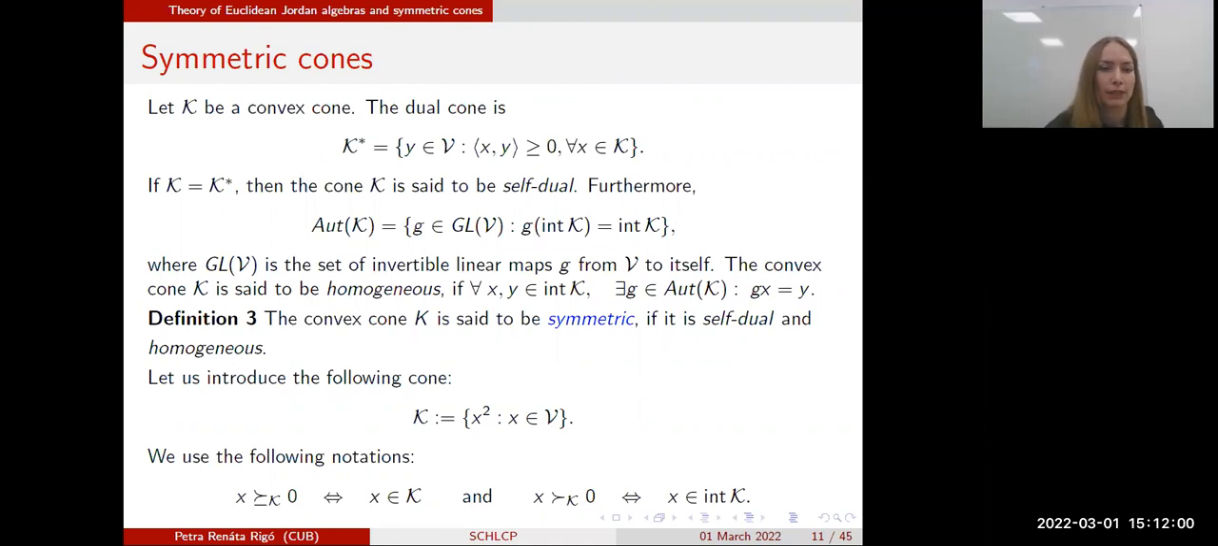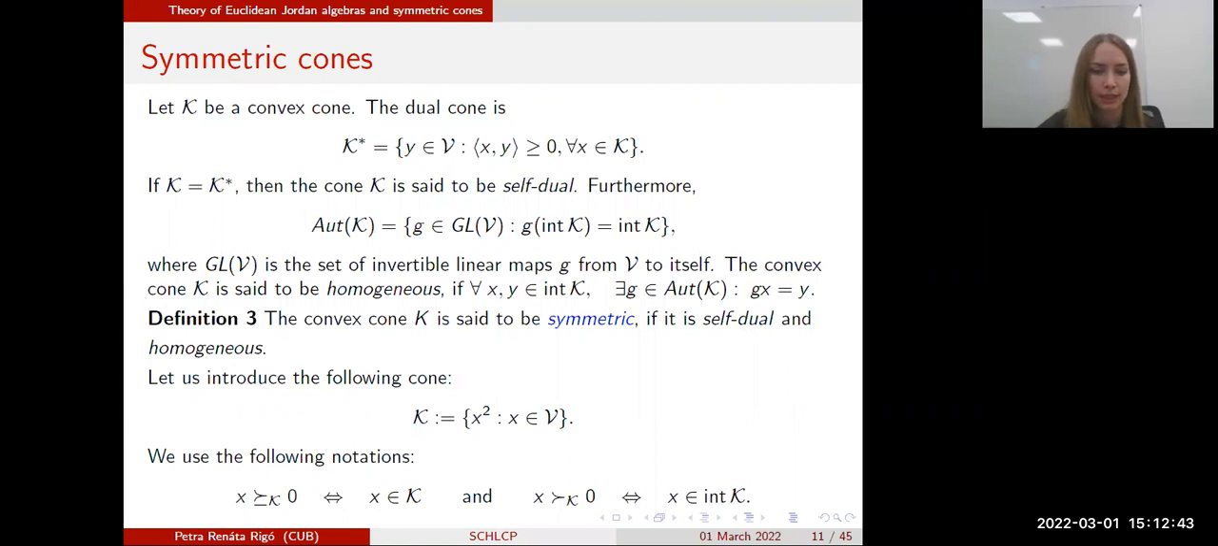So if we have a convex cone, then we know the dual of it. And if the cone is equal to its dual, then we are talking about a self-dual cone. And if we consider this automorphism group, which contains those G from GL(V), where GL(V) is the set of invertible linear maps G from V to itself, then we say that the convex cone K is homogeneous if for all x and y from the interior of K, there exists a G for which Gx equals y. And we call a convex cone a symmetric cone if it's self-dual and homogeneous.